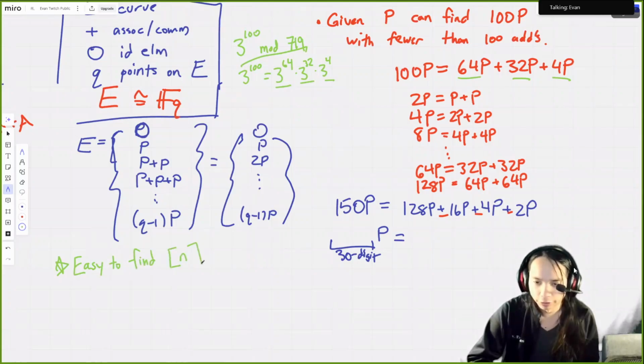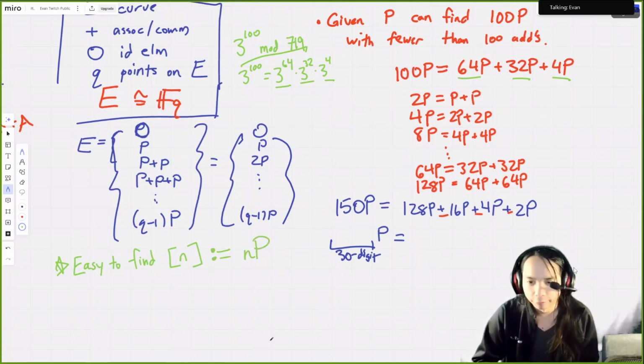I'm going to introduce a new notation. Whenever I write the brackets around n, I mean n times the point P.